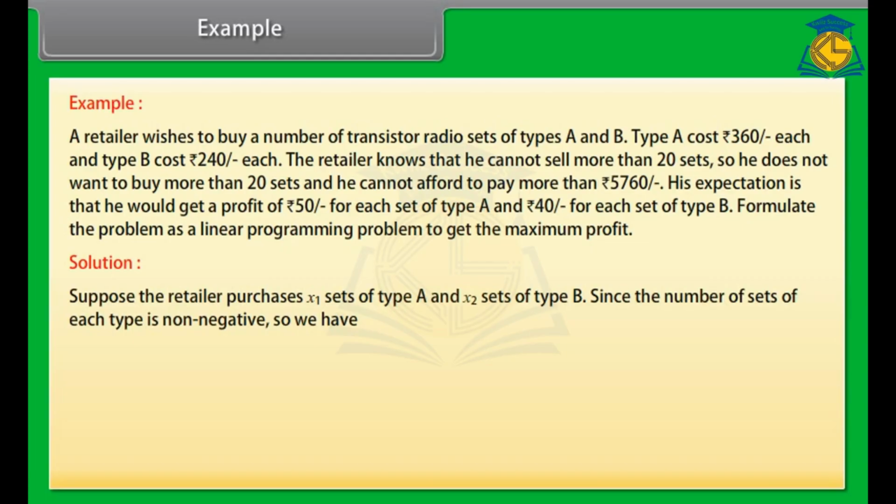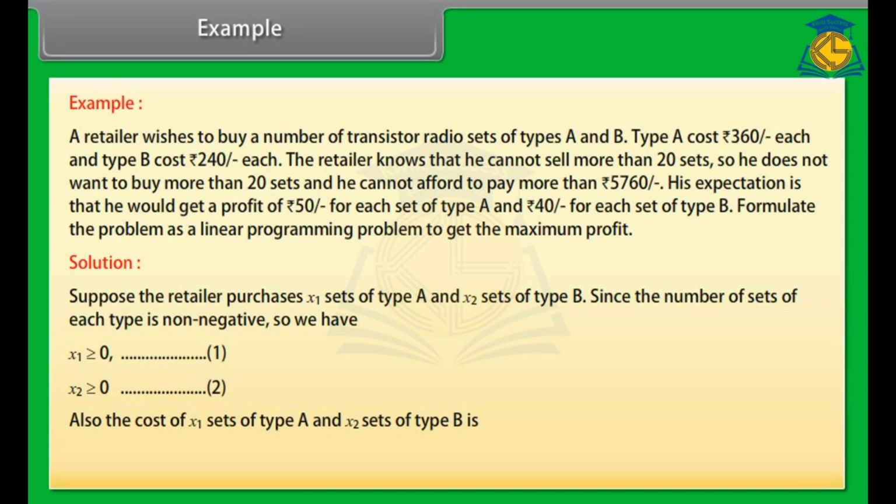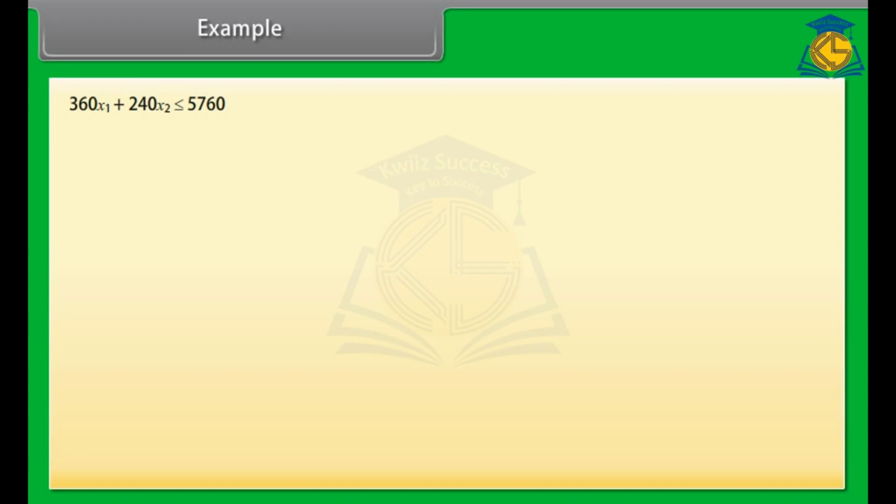Solution. Suppose the retailer purchases x1 sets of type A and x2 sets of type B. Since the number of sets of each type is non-negative, so we have x1 is greater than or equal to 0, mark it as 1. x2 is greater than or equal to 0, mark it as 2. Also, the cost of x1 sets of type A and x2 sets of type B is 360x1 + 240x2, and it should be equal to or less than Rs 5,760. That is, 360x1 + 240x2 is smaller than or equal to 5,760.